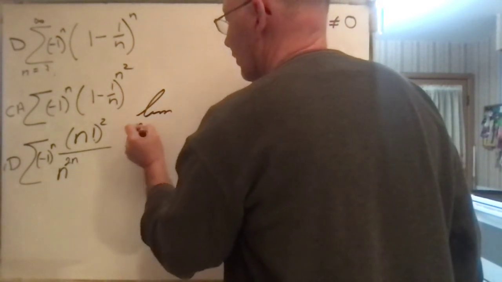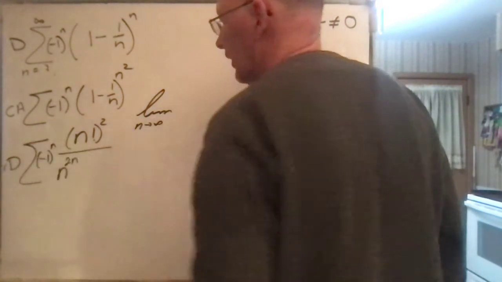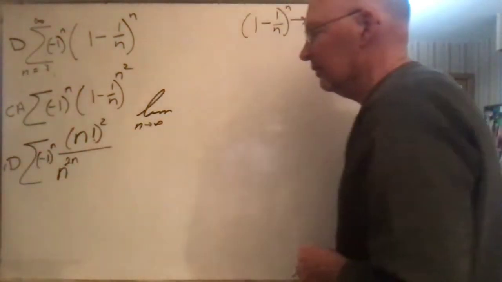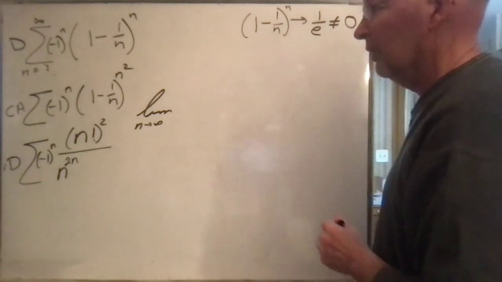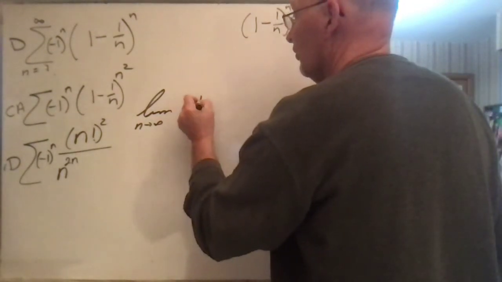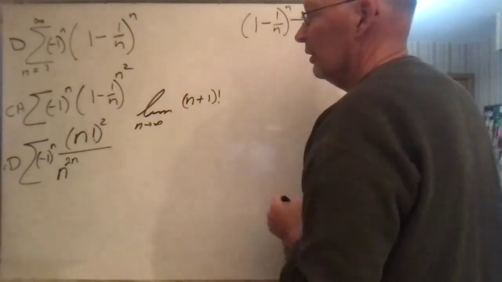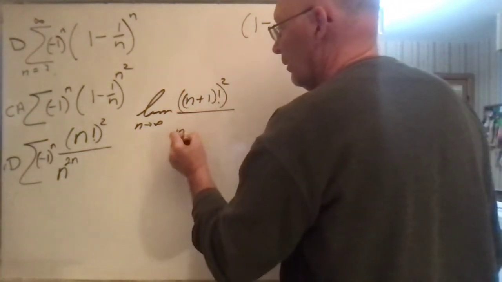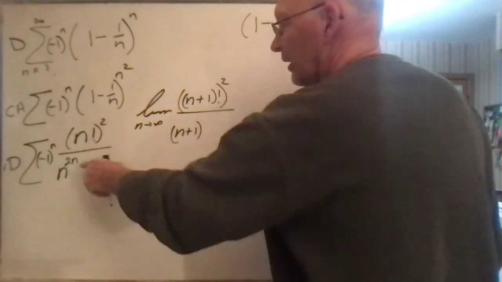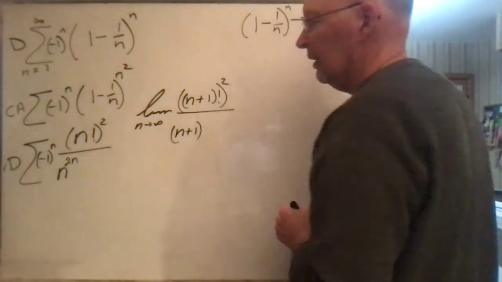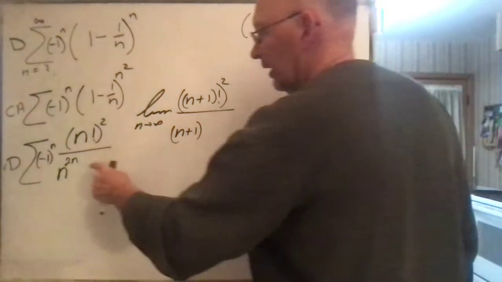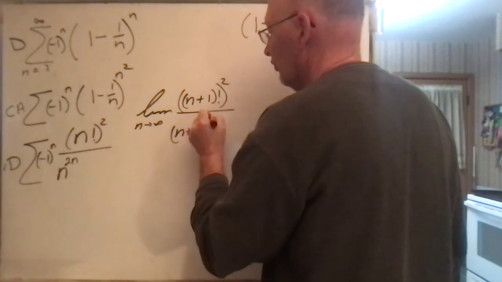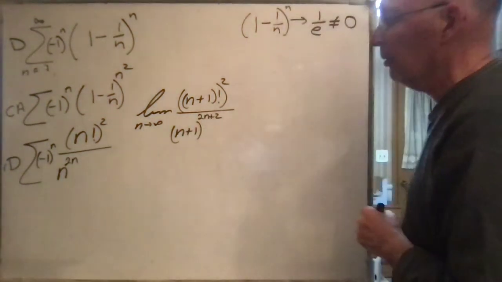Limit as n goes to infinity. Again, I'm leaving off the -1 to the n. Either this thing diverges or it converges absolutely. There's one or the other. So let's see, what do we do here? It's going to be n plus 1 factorial, quantity squared, all over n plus 1. And here, every place I see an n, I have to put an n plus 1. I put an n plus 1 there, times 2 is going to be a 2n plus 2. See that? It's going to be a 2n plus 2 there.